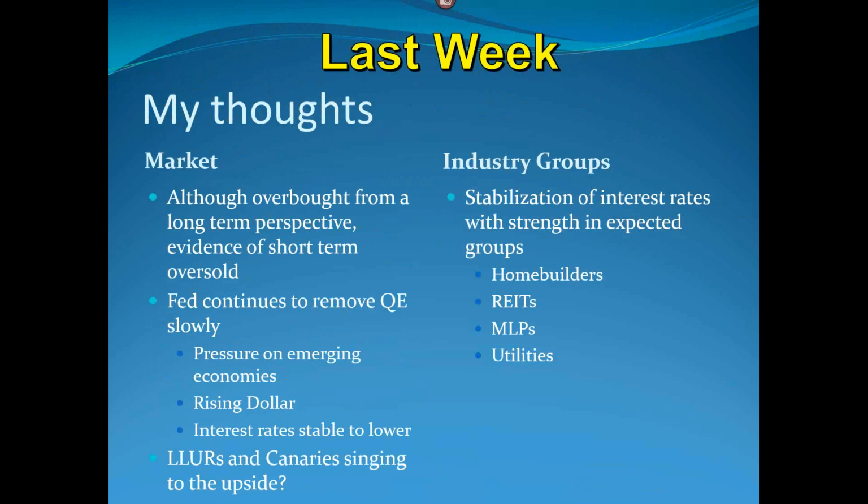And despite the concerns of the market, what made me somewhat bullish was that the LLURs and Canaries seemed to be pointing to the upside. I also noticed last week that the interest rate sensitive groups, home builders, REITs, MLPs, utilities, seemed to have stabilized. And if you remember last week, there were very few positive groups, and the most negative group was biotech.